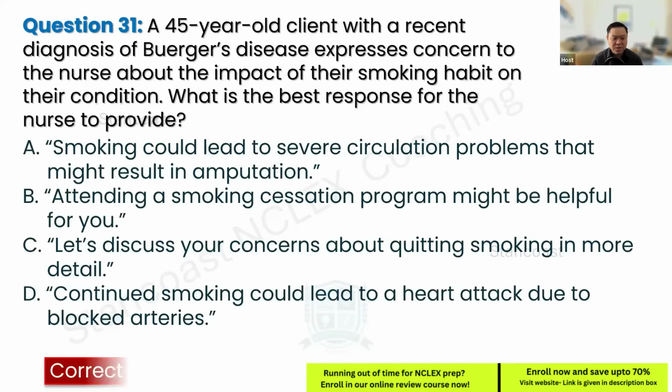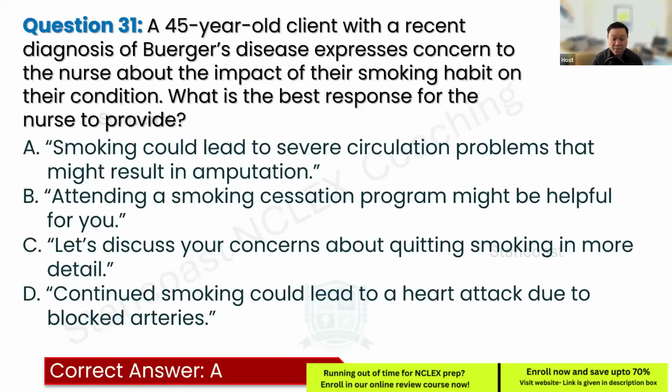The answer here should be letter A. Smoking can aggravate Buerger's disease, which can also lead to worsening of vascular complications and also increases the risk of amputation. Now, if you selected letter B, this is incorrect because while smoking cessation is beneficial, this response doesn't address the question directly.